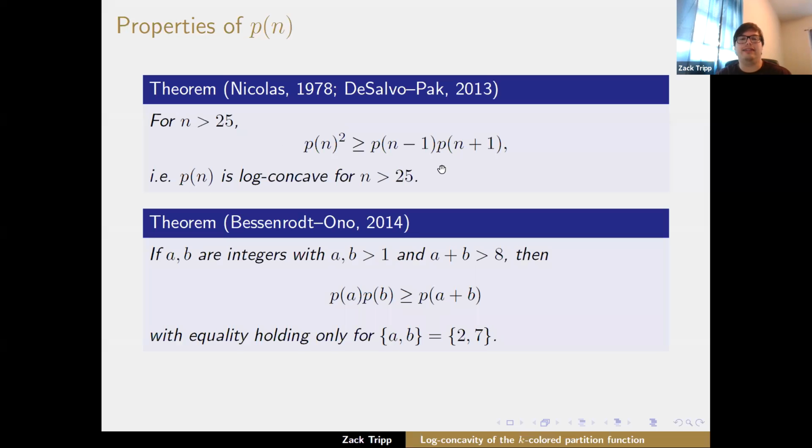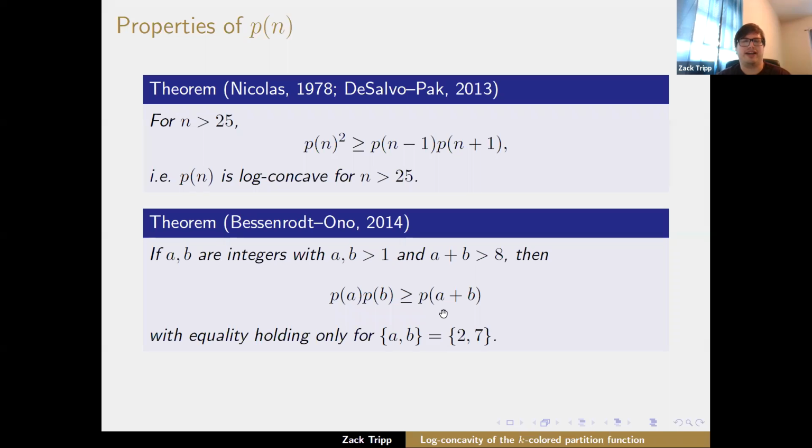All right, so another interesting inequality that's satisfied by p of n is this one by Bessenrodt-Ono. So it says, except for a few small choices of a and b, p of a times p of b is greater than or equal to p of a plus b.